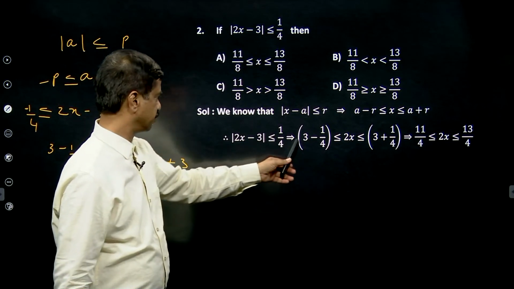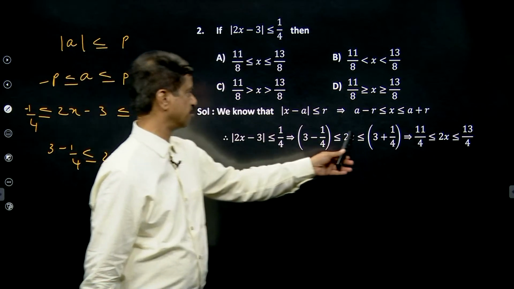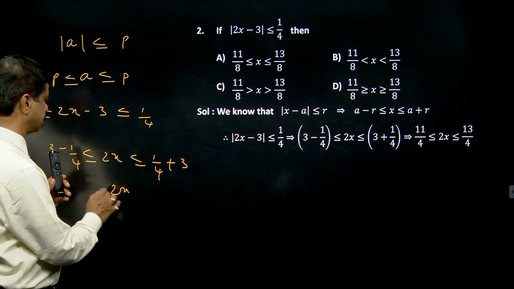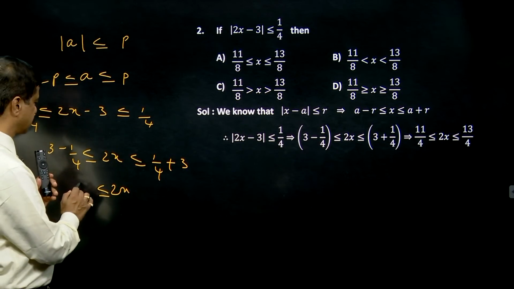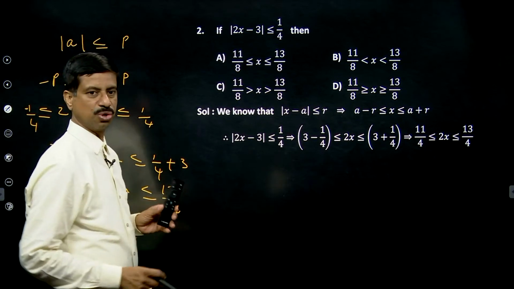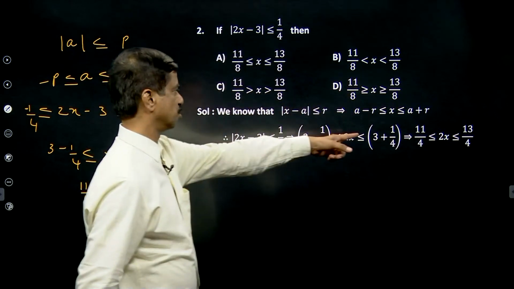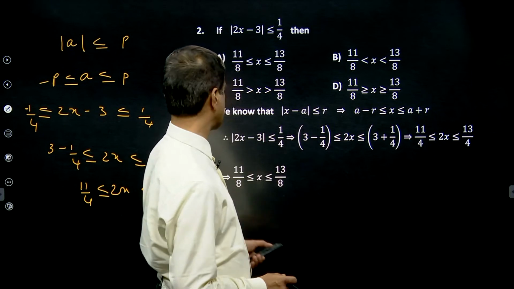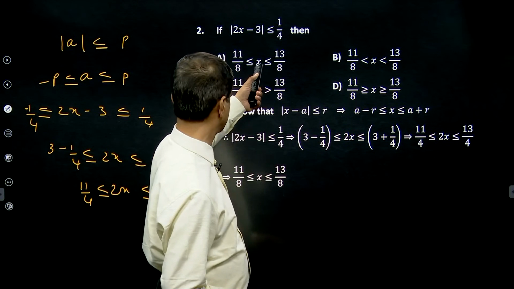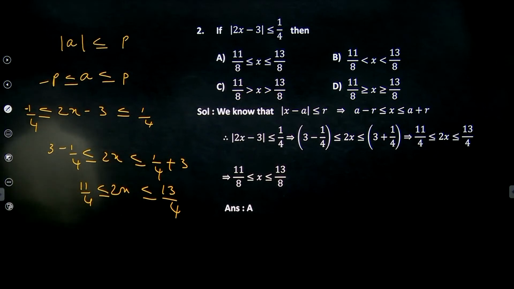3 minus 1 by 4, less than or equal to 2x, less than or equal to 3 plus 1 by 4. Right, children? So now what happens to this? 2x is greater than or equal to 4 threes are 12 minus 1, 11 by 4, less than or equal to 12 plus 1, 13 by 4. So divide by 2 throughout. You see 11 by 4 and 13 by 4 we got or not? So divide by 2 throughout. So x is greater than or equal to 11 by 8, less than or equal to 13 by 8. Which option satisfies greater than or equal to 11 by 8, less than or equal to 13 by 8? Option A satisfies. Please note it fast.